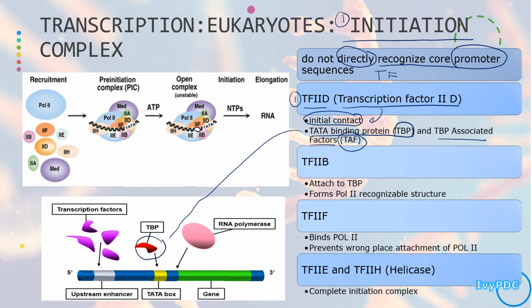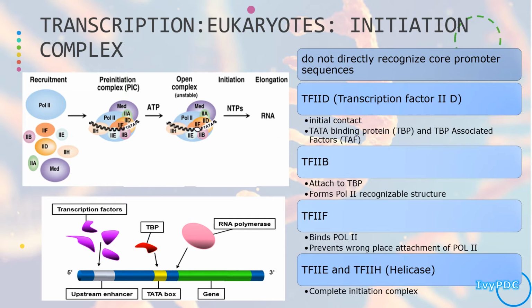The TBP is described to have a saddle-like appearance, as it is able to wrap itself partially around the TATA box of the DNA. Once the 2D has attached itself to the DNA, another factor will help out, which is 2B. It attaches itself to the 2D so that it can form a structure that can be recognized by the RNA polymerase.